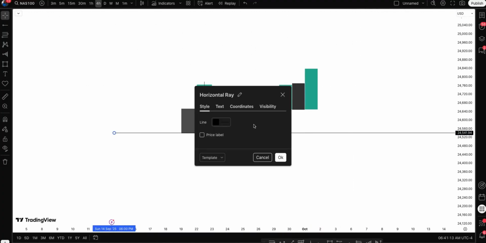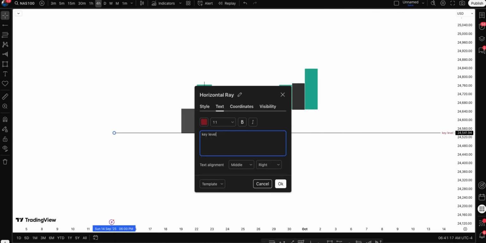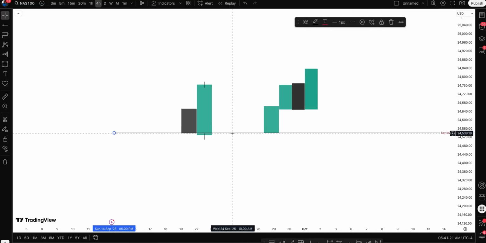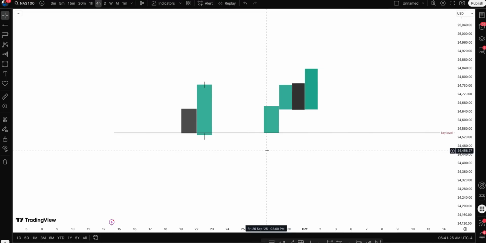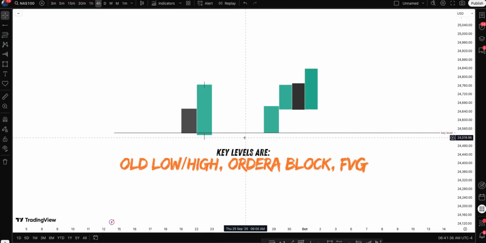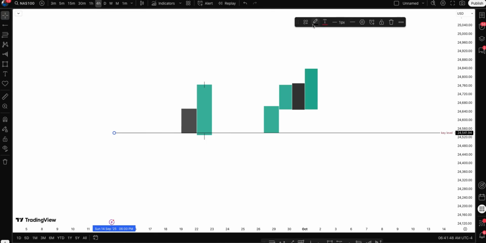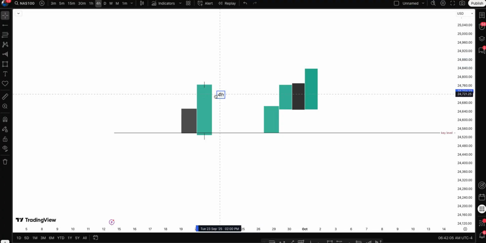So this is a key level on my chart. This key level can be anything on a higher time frame. It can be an old low, an old high, an order block, a fair value gap. And what time frame can that be? It can be weekly, monthly, daily, any time frame that is above. Let's say this is 4 hour. What I drew here, these candles are the 4 hour time frame. Then this will be above the 4 hour time frame.